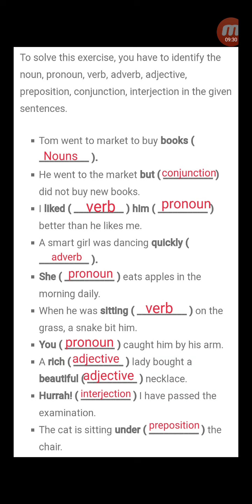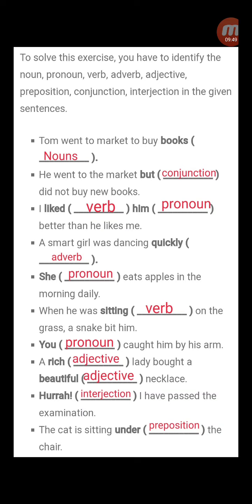He went to market but did not buy any books. But is a conjunction. I liked him better than he likes me. So liked is a verb, him is a pronoun. A smart girl was dancing quickly. Adverb.